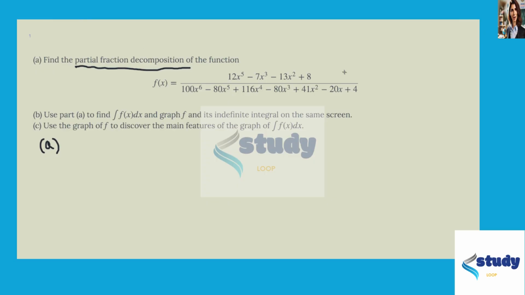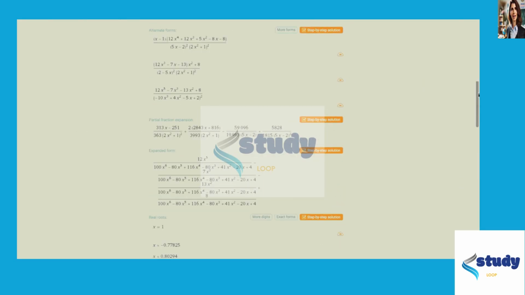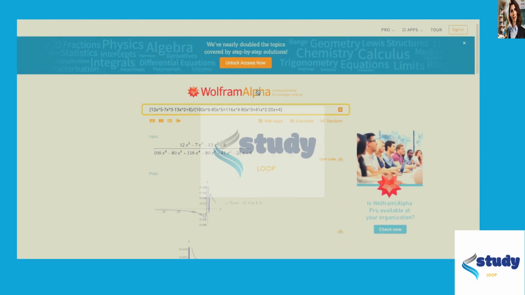So for part A, let's go ahead and find the partial fraction decomposition. For this problem, in the textbook, we see that next to the problem there's a CAS symbol. This means computer algebra system, so that's what we'll be using here. In the computer algebra system, Wolfram Alpha, I've inserted the fraction that we have.